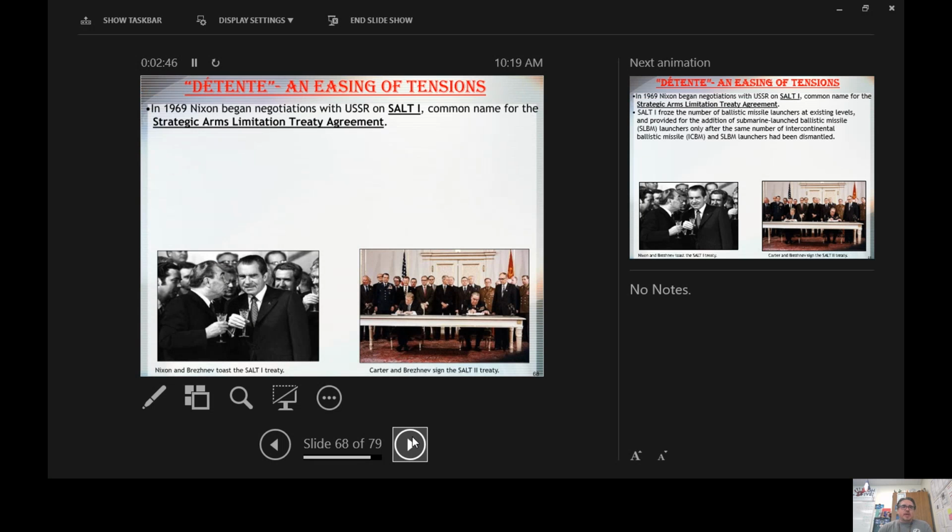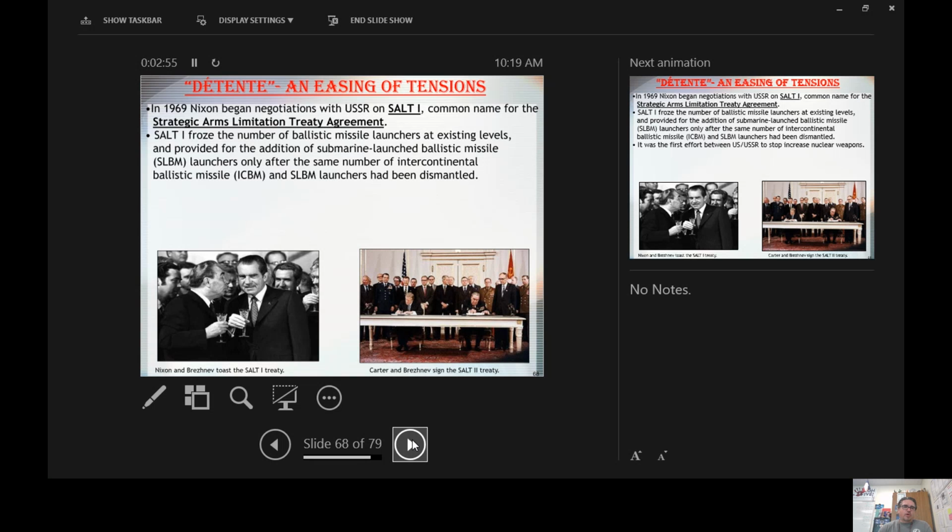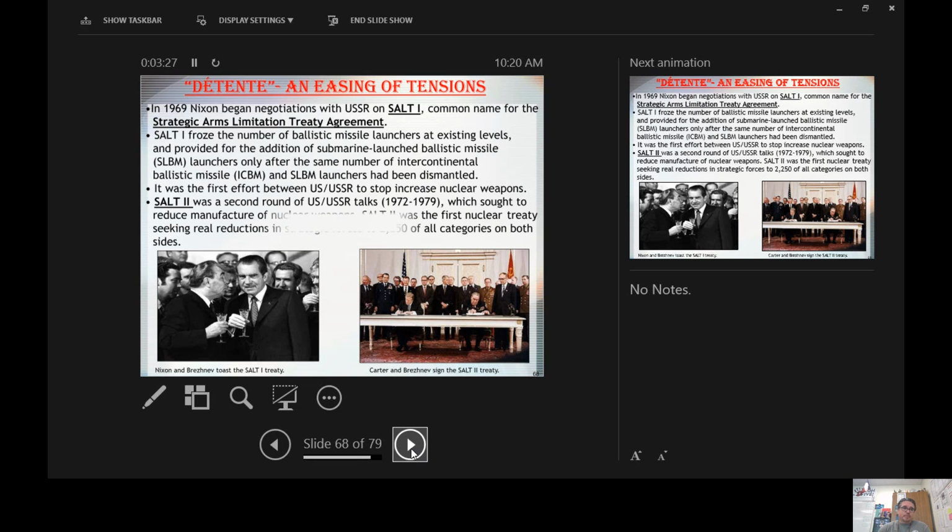In 1969, Nixon began negotiations with the USSR on SALT I, the common name for the Strategic Arms Limitation Treaty Agreement. SALT I froze the number of ballistic missile launchers at existing levels and provided for the addition of submarine-launched ballistic missiles only after the same number of intercontinental ballistic missiles and other launchers had been dismantled. It was the first effort between the U.S. and the USSR to stop the increase of nuclear weapons. As we said, for the Cold War up to this point, it's an arms race where every year they're producing more and more powerful nuclear weapons to try to keep up with each other.